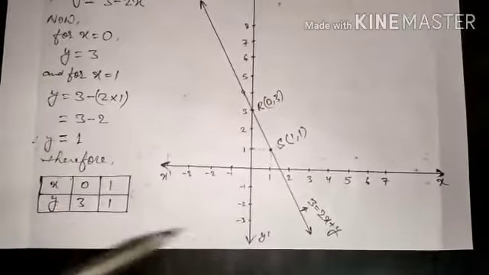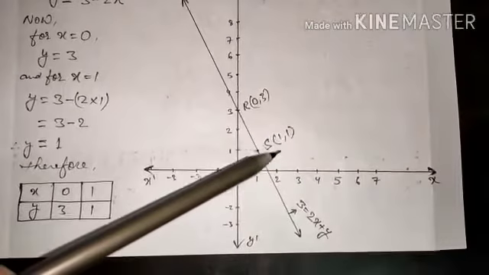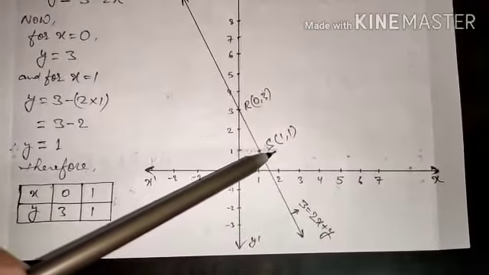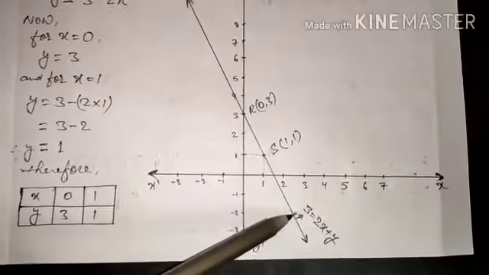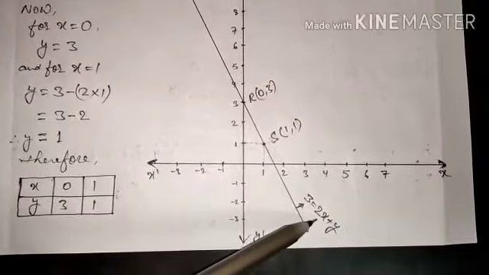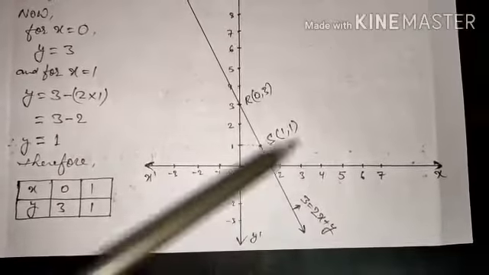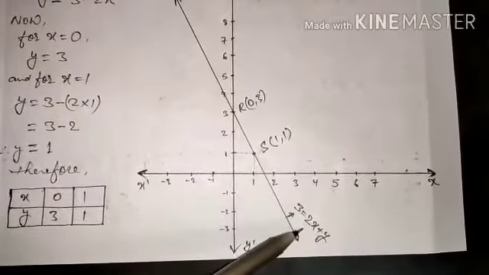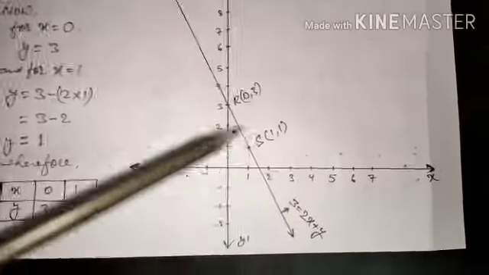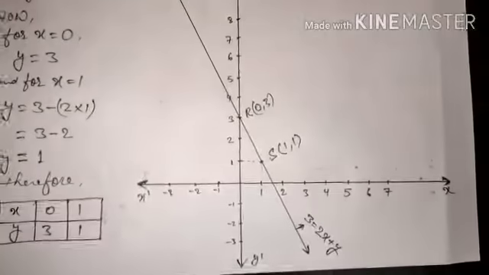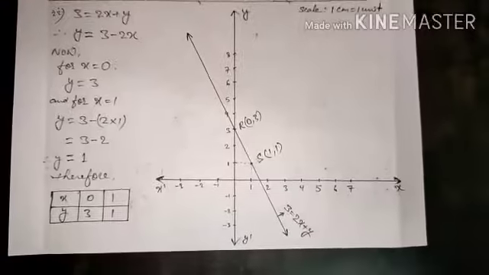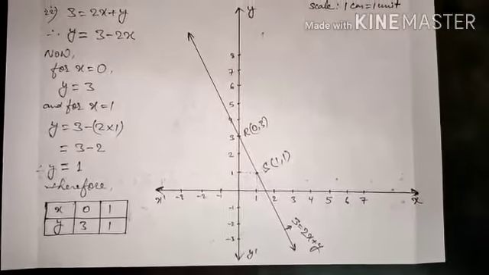So again it is going to satisfy the equation. Whatever point we substitute over here is going to satisfy this equation. 1 comma 1: 2 into 1 plus 1, that is 3. 2 into 0 plus 3, so 3, 3. Okay, so it will follow and satisfy that particular equation.